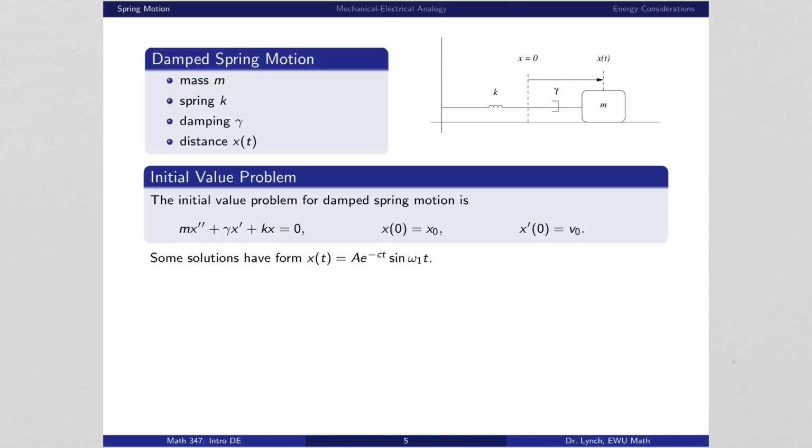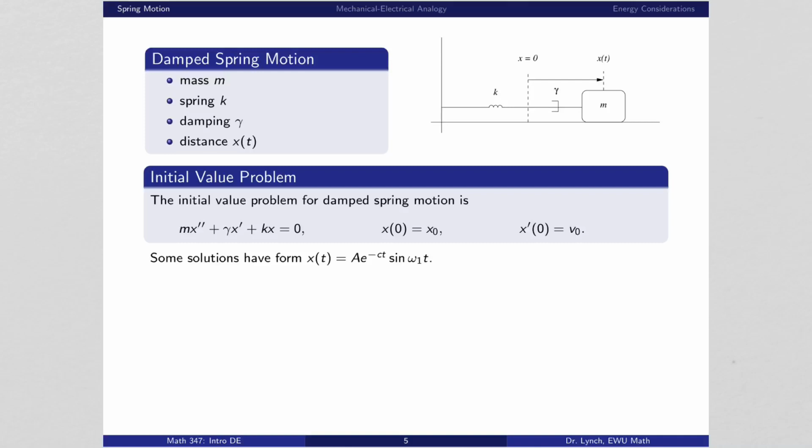So it turns out that solutions of this system are rather complicated, and they depend on particular relationships between m and gamma and k that we'll be able to unfold soon. But for the time being, I want to suggest that some solutions of this system have the form x of t equals some constant times a decaying exponential times sine of some value omega 1 times t.